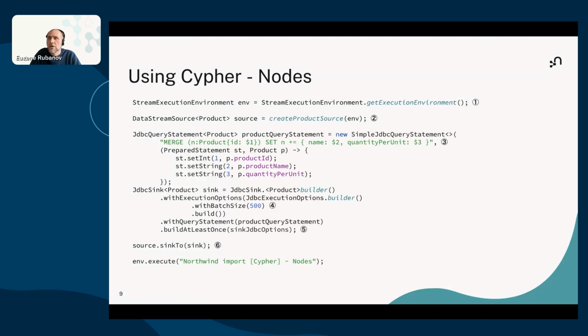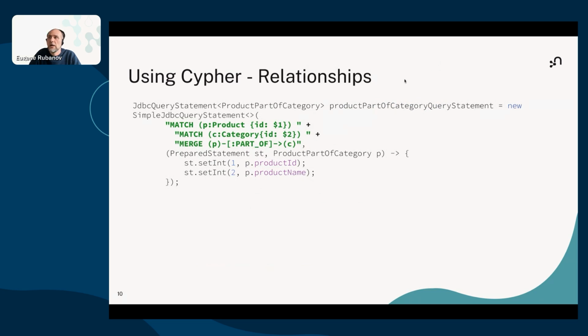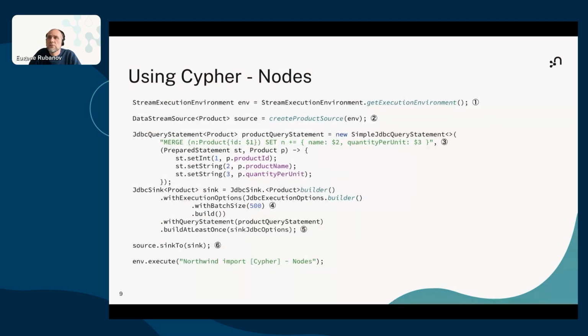So here is an example of a single node import. First of all, we need to create an instance of the stream execution environment. This is an entry point for building and running any Flink job. Then we create a data source that produces a stream of Product objects. This could come from a file, a database, or another system. So it's basically where the data starts flowing from.